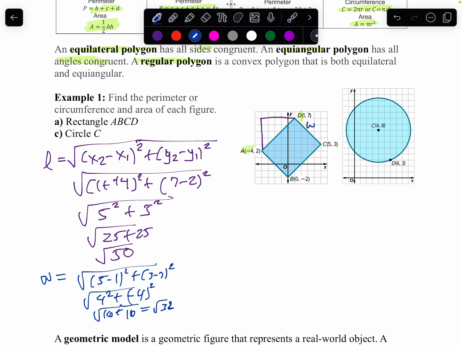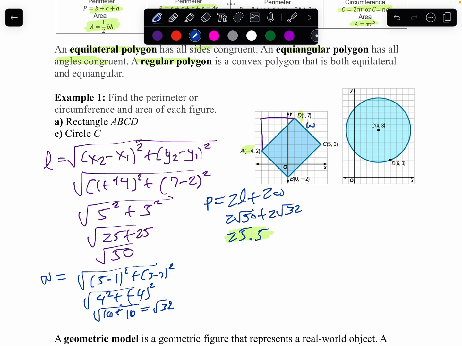So to find the perimeter of my rectangle, I'm going to say 2 times the length, because I have 2 lengths and 2 widths. So I'll say 2 times the square root of 50 plus 2 times the square root of 32. At this point, I'm going to use my calculator, and I'm going to find that. If I use your calculator, you get about 25.5. There are no units I gave you, so just leave it as 25.5. That would be our perimeter.